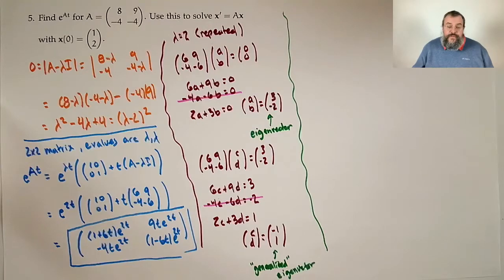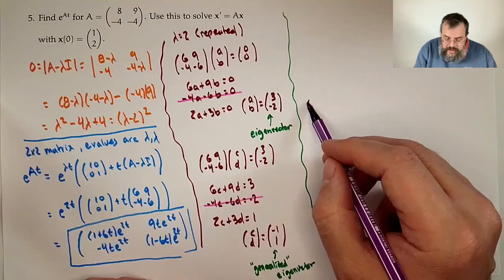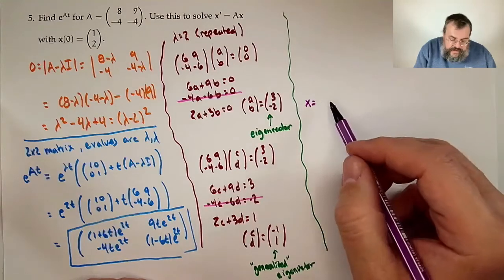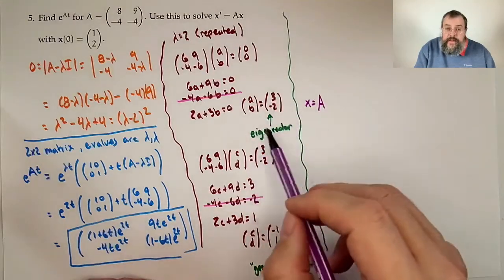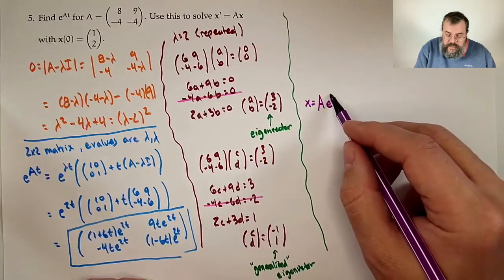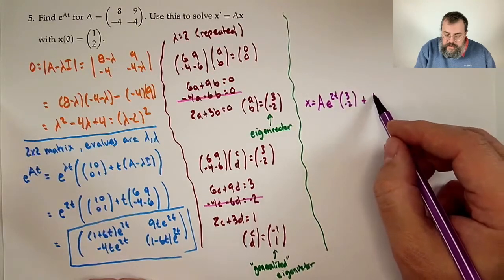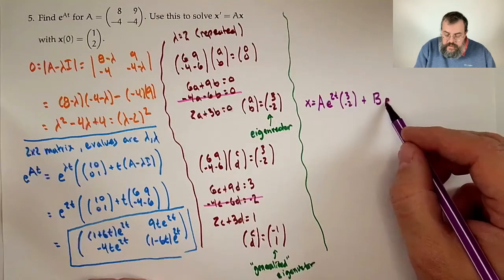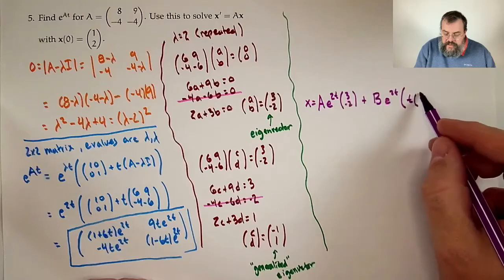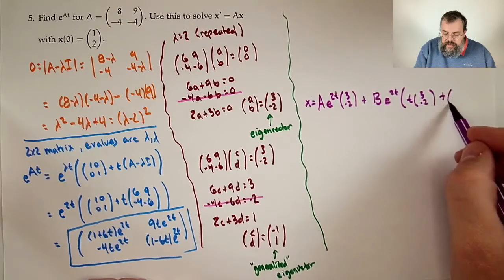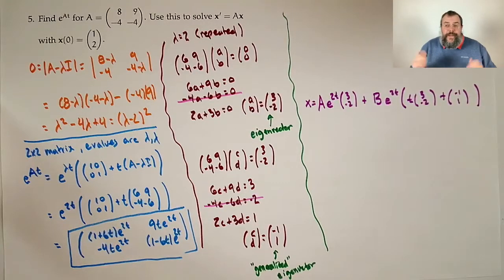So we have two solutions. So our solution, we can say, look, x equals some constant, I'll use capital A, and then we use the eigenvector. So it's e to the eigenvalue t, eigenvector. And then plus B, e to the eigenvalue t. And now the bump. Well, you have t times eigenvector plus this little extra piece. Okay, so that's what we have.